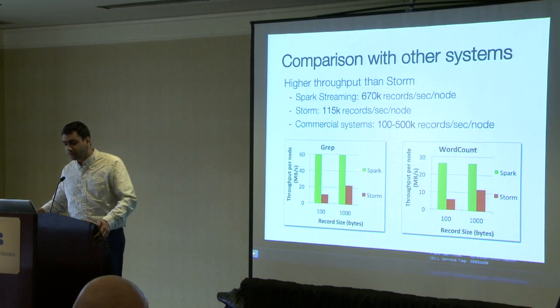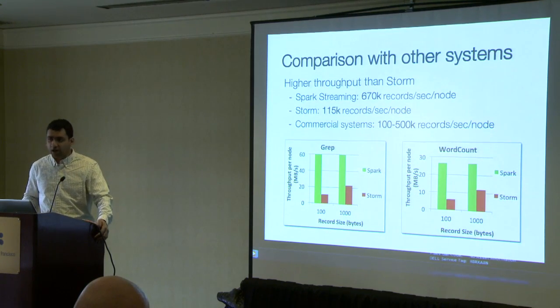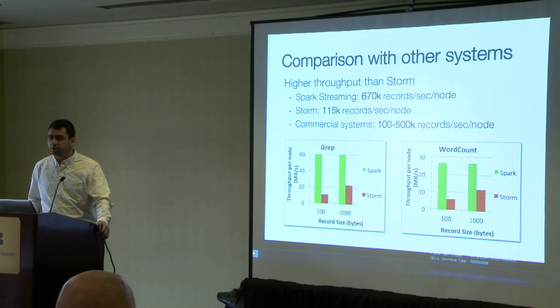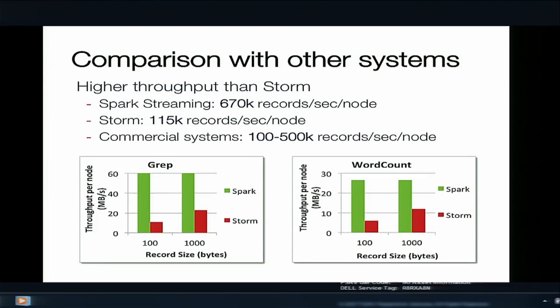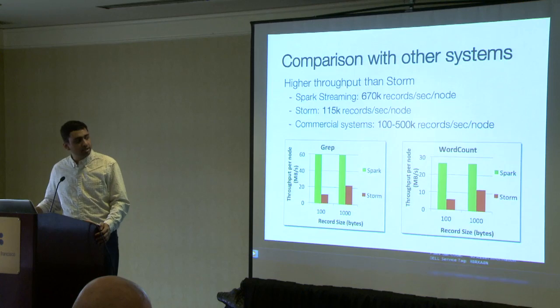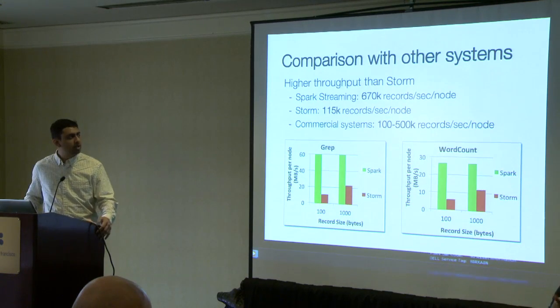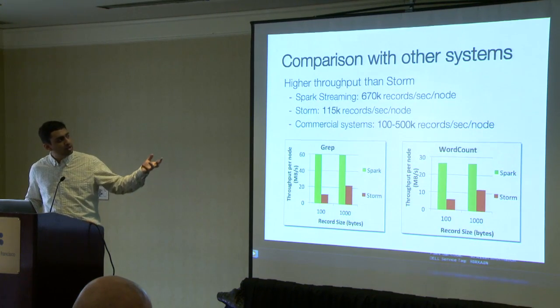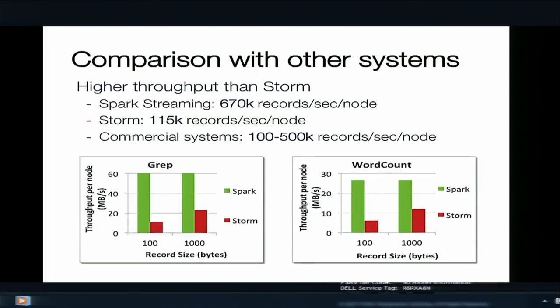We actually compared it with Storm, and we found that our throughput was higher than Storm, but then Storm probably has improved its performance since, so it's a moving target essentially. But the throughput is essentially comparable, and we also compared with the reported numbers of other commercial streaming systems like StreamInsight and Oracle's, and we are in the comparable ballpark of 100 to 500,000 records per second per node.